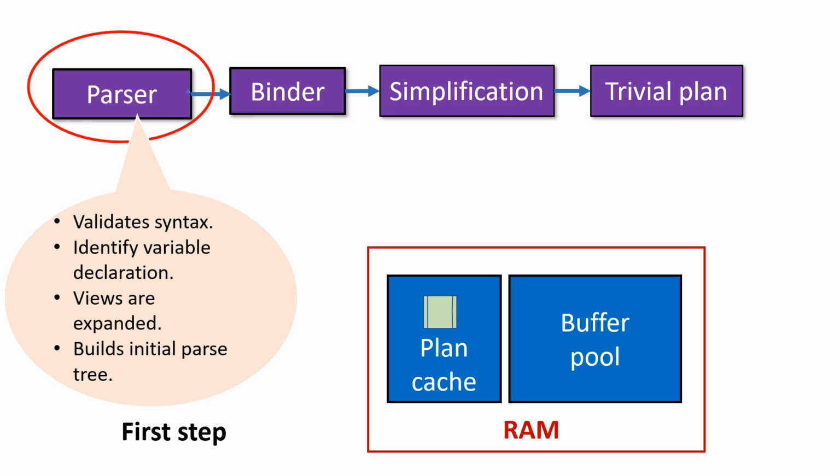Now what this parser does is it will just validate the syntax. For example, if you wanted to do a select star from a table, but by mistake you have given select star from, at the parser component, the parser should identify that as a syntactical error and throw the error back to the user. And at this parser component, the variables are also declared. For example, if you are not declaring the variables properly, the parser will identify that as a syntactical error too.